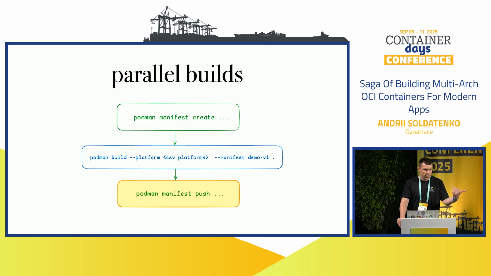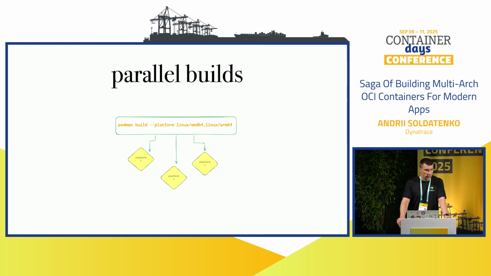So again, I just repeat myself. You build images, list of platforms, and you push it. So easy. What we want to do and what we should do, we want to parallelize this kind of piece, platform, comma separated value. Of course, you can say, come on, it's super easy, yeah?